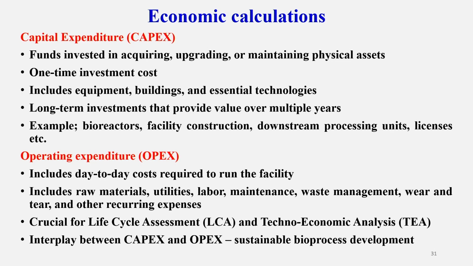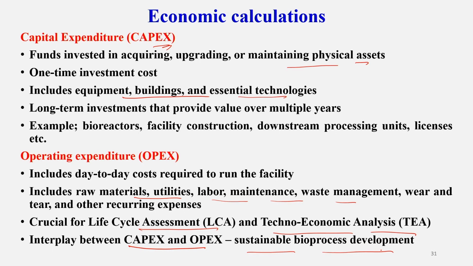So, it includes funds in acquiring and upgrading the physical assets, equipment, buildings and essential technologies, and operating expenditure, including raw material, utility, labor, maintenance, waste management. And this is very much crucial for the life cycle assessment and techno-economic analysis. The interplay between capital expenditure and operating expenditure determines the sustainability of bioprocess development.